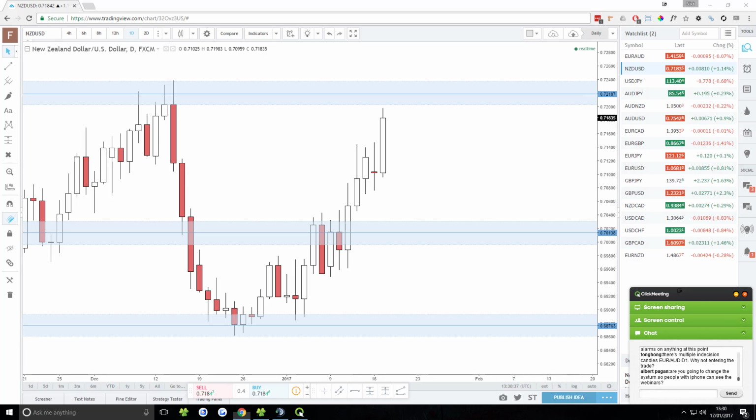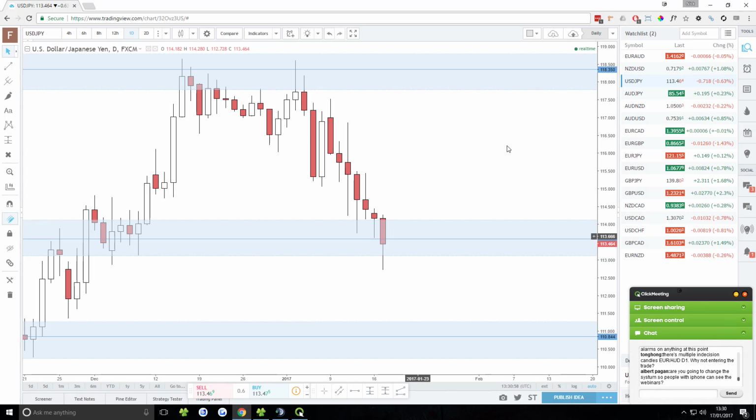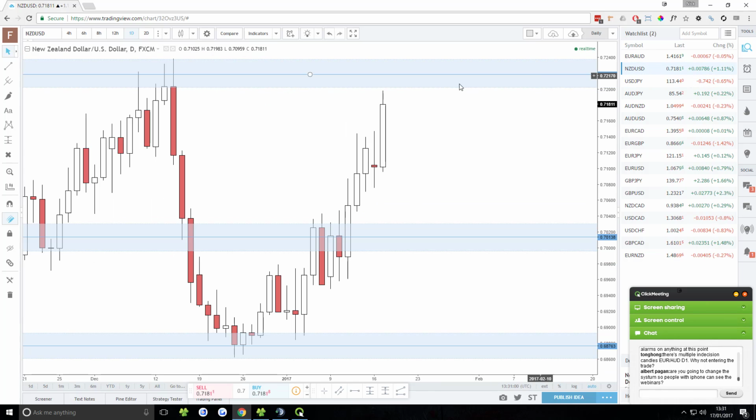Actually, I will set a price alarm on New Zealand USD. I'm going to set an alarm here just because I want to know if price does push into the resistance area. So I'll set a price alarm around about there on New Zealand USD. So that's around about the 72.10 level, roughly. That will just make me aware if price moves into resistance, but I'm not going to set a price alarm on USD JPY. New Zealand USD, I'll set it inside the resistance area. That way I'm aware if price does push into it.